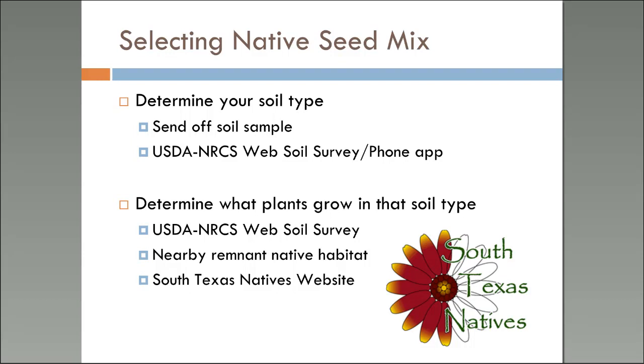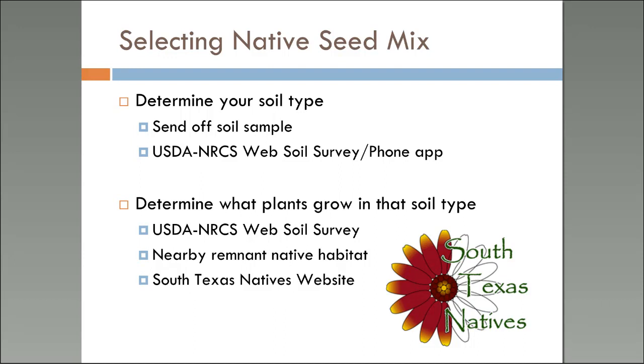Okay, so you know your soil type. Now determine what plants will grow on that soil type. So there's really three main areas we go for that. Again, the Web Soil Survey, which we'll look at. Also, nearby remnant native habitat is a great way to start. If you've got some area next door that is nice native habitat that you're hoping to make your area look like and there's similar soils, then you could go over there and see what plants are doing well and thriving and see if those are available commercially to plant. So that would be an excellent place to start.